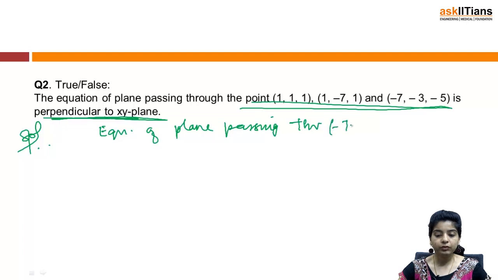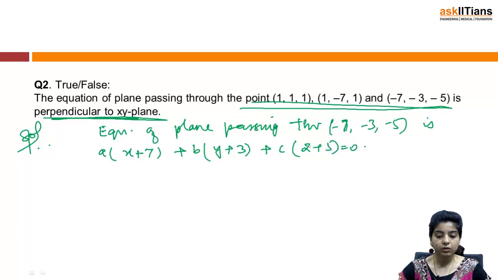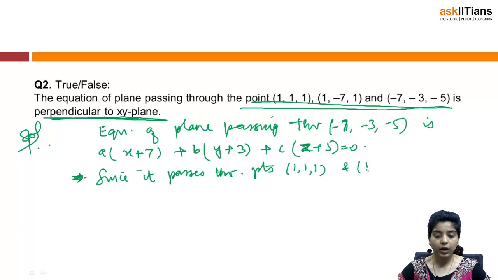Suppose I take the point minus 7, minus 3, minus 5. The equation of the plane passing through this point is a into (x minus minus 7), that is x plus 7, plus b into (y minus minus 3), that would be y plus 3, plus c into (z plus 5) is 0. Since the plane passes through these points also, since it passes through the points (1, 1, 1) and (1, minus 7, 1), we'll have 8a plus 4b plus 6c is 0.